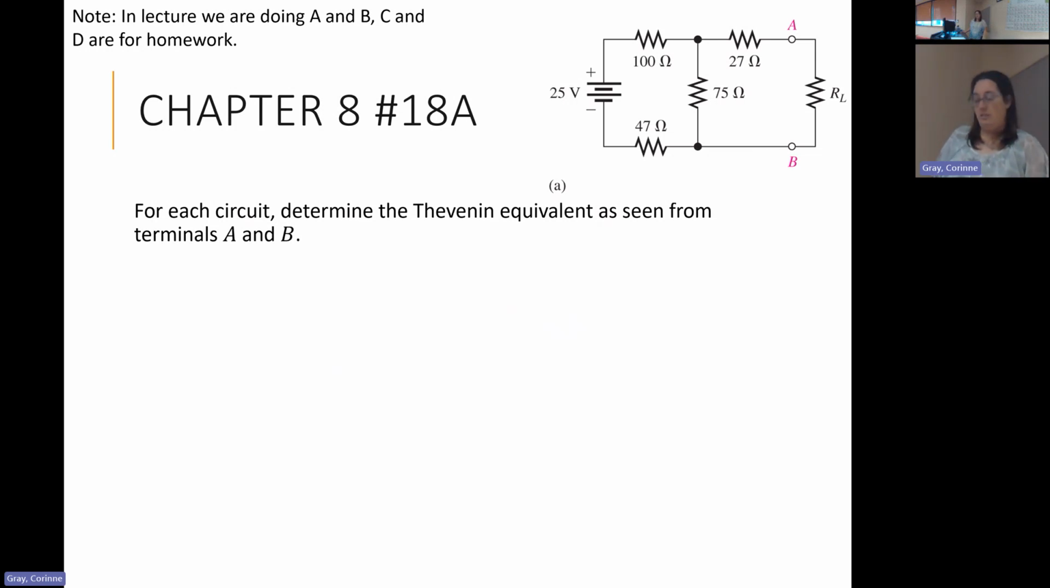Yes. So for this example, the internal resistance should be zero. Yes, this is an ideal source. You'll see that a lot of these are going to be ideal sources. Any other general questions?